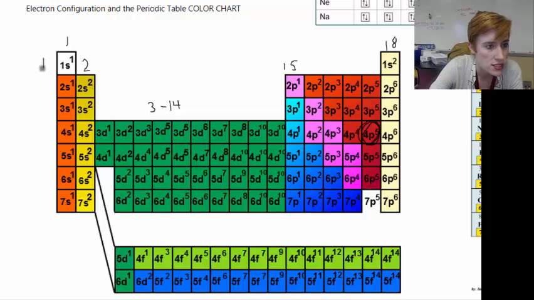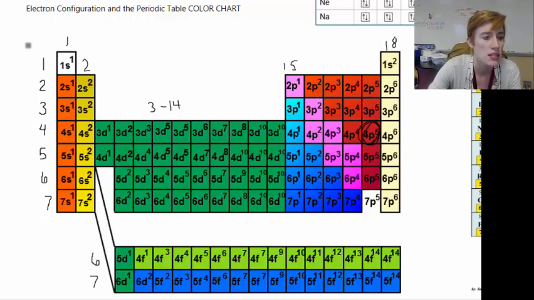Well, on the left side, I don't know if this is on your periodic table or not, but if it's not, I want you to write down numbers for each row. These rows are going to be your periods. So we're going to write 1, 2, 3, 4, 5, 6, and 7, and then down here we're going to write 6, and then we're going to write 7 on your periodic table.